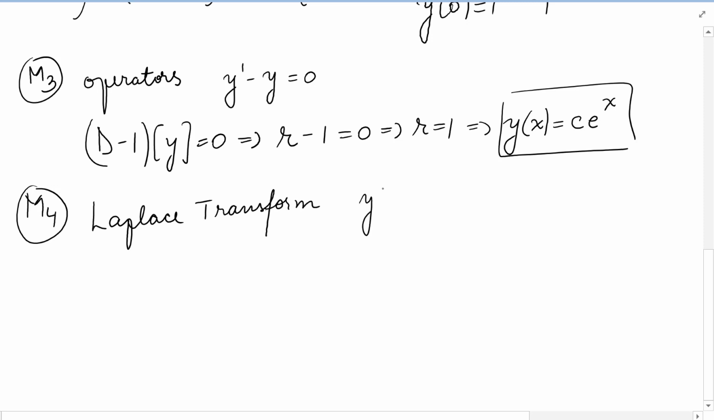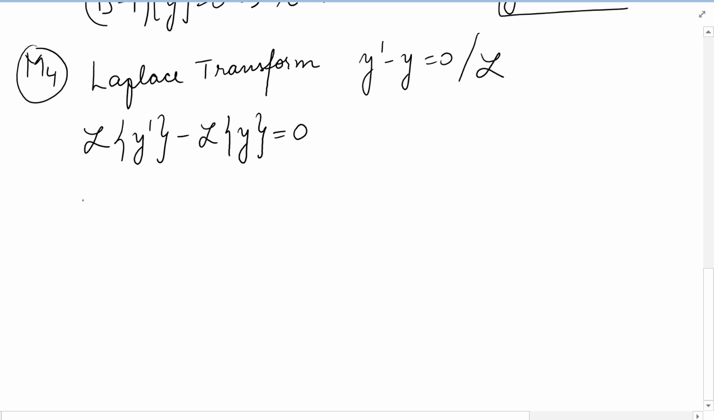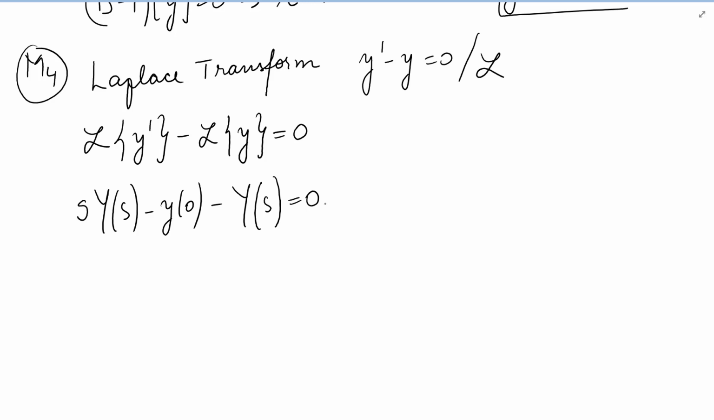So y prime minus y equals 0. We apply Laplace transform to both sides, so we get Laplace transform of y prime minus Laplace transform of y equals 0. Laplace transform of y prime is s Y of s minus y of 0, minus Laplace transform of y, we can write it Y of s, equals 0. So we learned these methods. Now I'm not reteaching them, I'm just using them. They are already known.